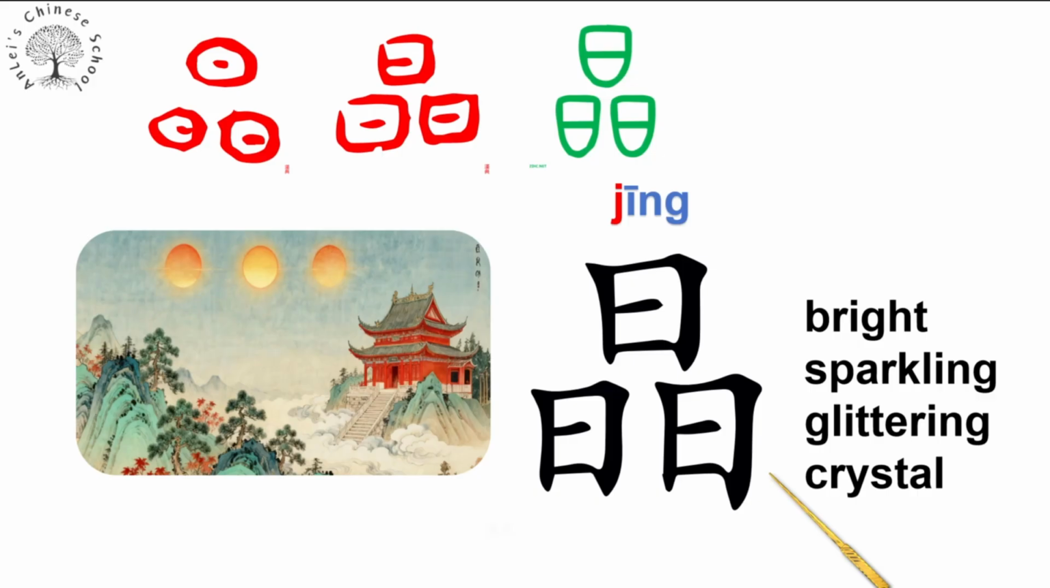Three 日 characters form a new character, 晶, jing. Its original meaning is bright, sparkling, glittering, and also it means a crystal.